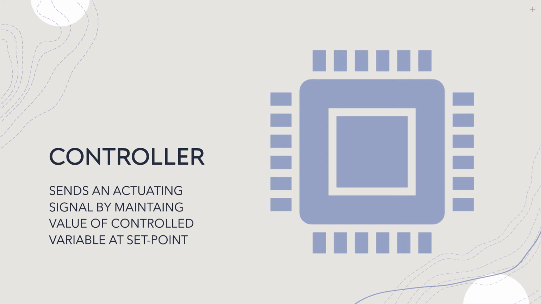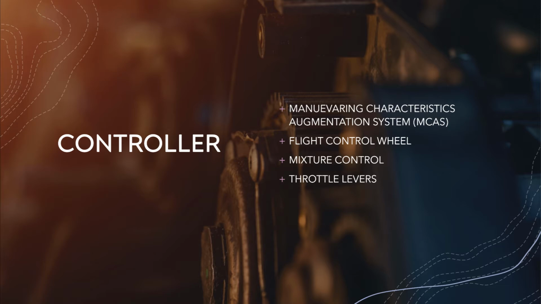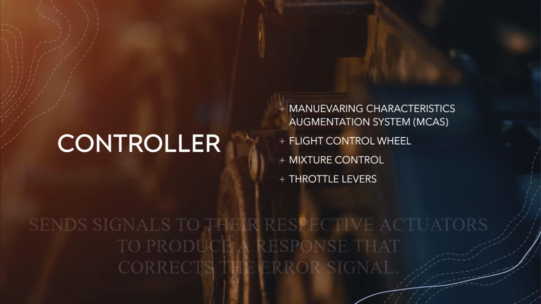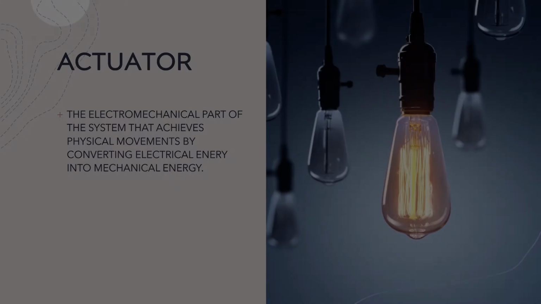Next, controller. The controller sends an actuating signal, which is done by maintaining the value of the controlled variables at the set point. The MCS, flight control wheel, mixture control, and throttle levers send signals to their respective actuators to produce a response that corrects the error signal.